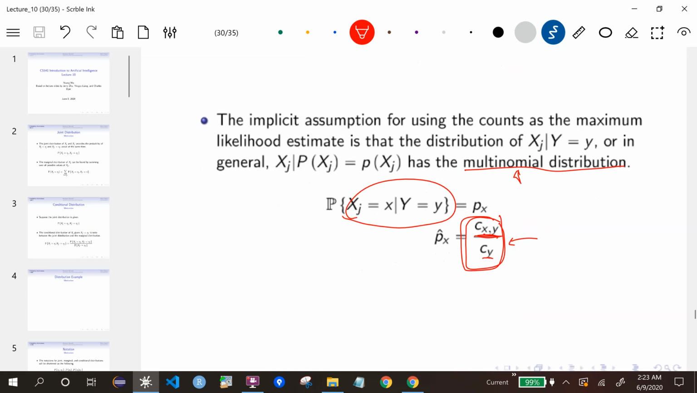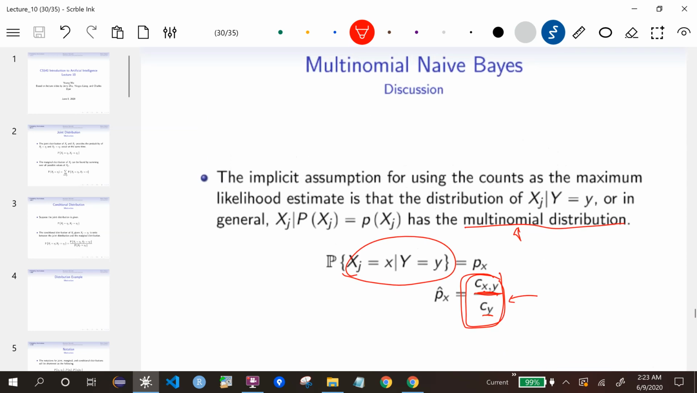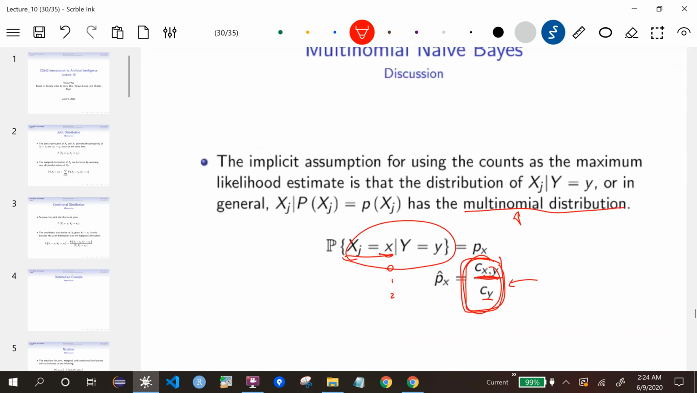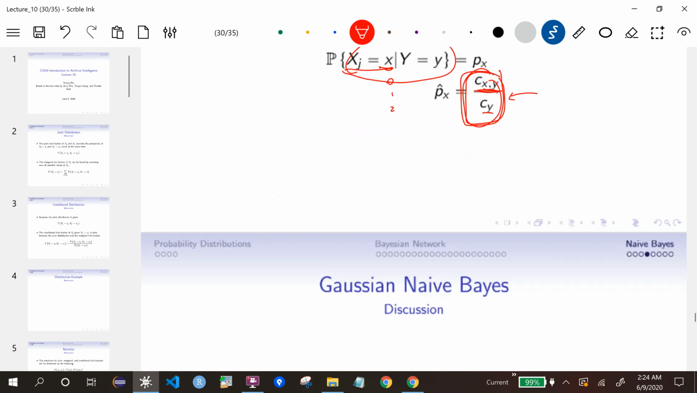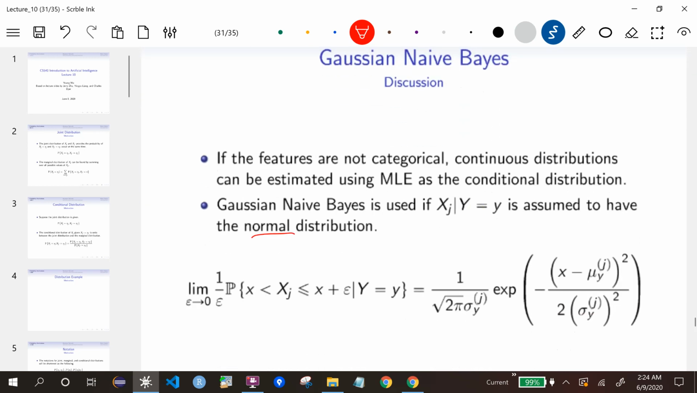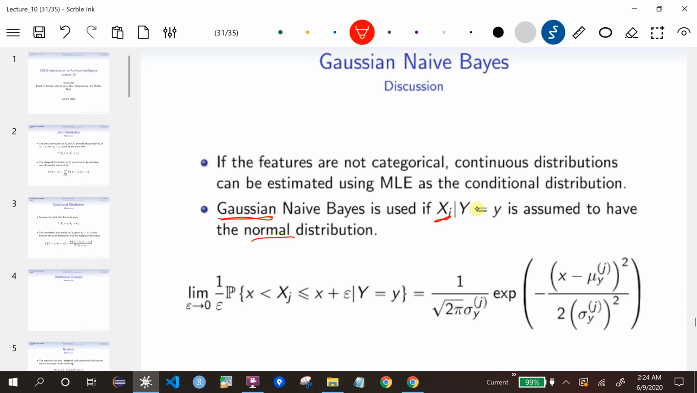You may ask what happens if x is a continuous variable. It's not like x is 0, 1, or 2, because this assumes they are 0, 1, 2, so that we can count them. Otherwise, most of the counts would be 0. There is actually a way to replace this multinomial distribution with something called a normal or Gaussian distribution. Naive Bayes with continuous x variables, where we assume that they follow a normal or Gaussian distribution, is called Gaussian naive Bayes.